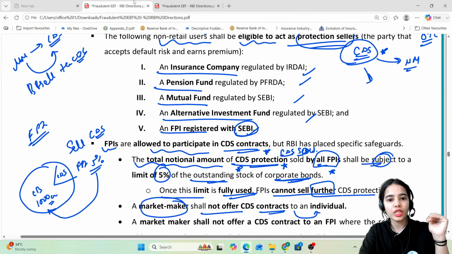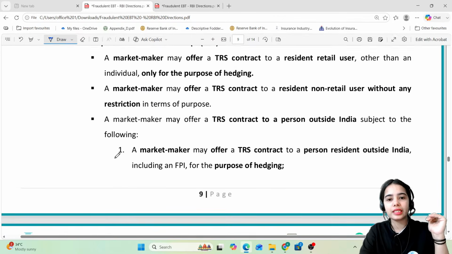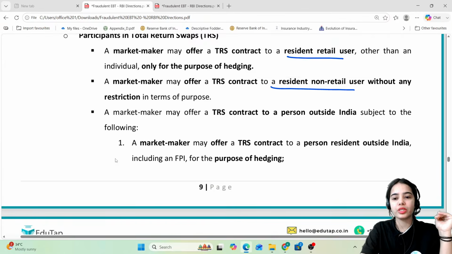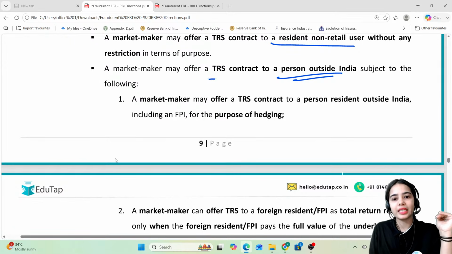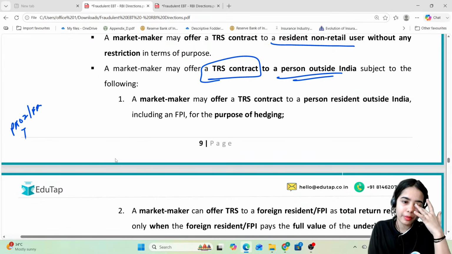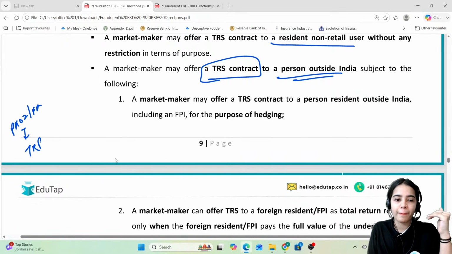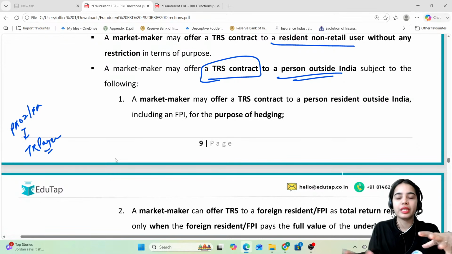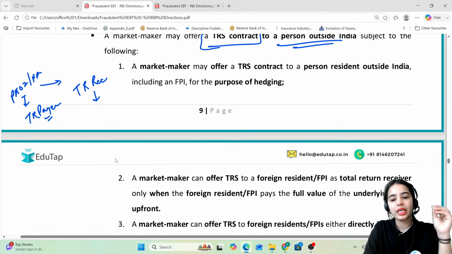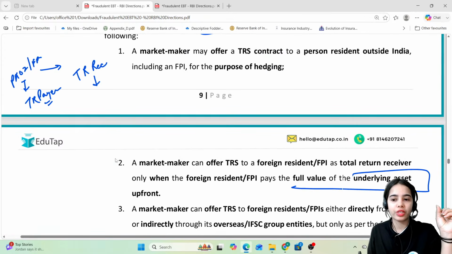Okay. So I hope this is very much clear that the TRS can be offered to the resident retail user, non-resident retail user, person resident outside India, and the TRS contract is provided where the person resident outside India or the FPI can become the total return payer without any conditions. Okay? But if they want to become the total return receiver, they need to fulfill the condition that they have to pay full value of the underlying asset.